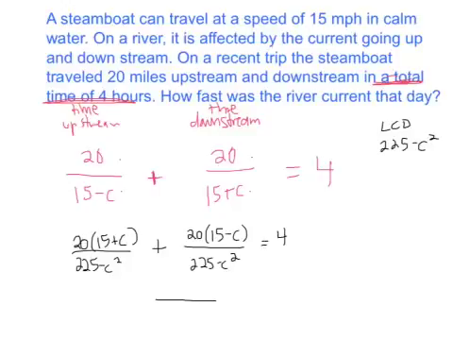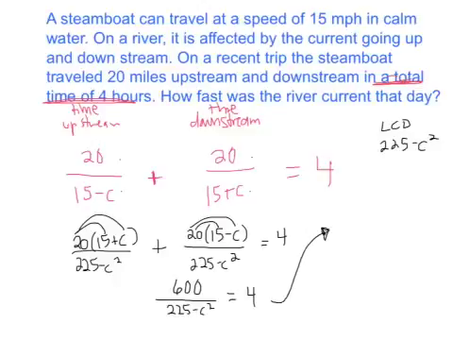The common denominator simplifies the problem so that you can actually add the fractions. Notice when you distribute here, you're going to get 300 plus 20c. You're going to get 300 and negative 20c. Those two c terms will cancel out, leaving you with a nice 600. Now again, even though we acquired the common denominator, I don't think we need to do that on both sides of the equation. We can now multiply by the divided amount, which is 225 minus c squared. If we do that on both sides, we will be that much closer to finding c.